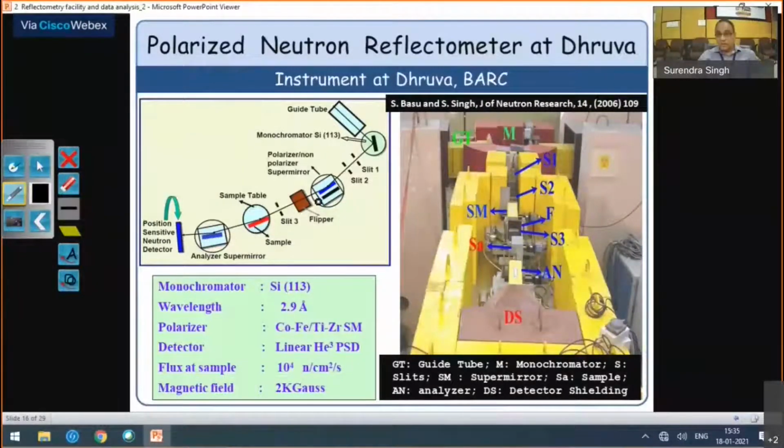This is the picture of the instrument. Okay, so typically the instrument for a neutron reflectometer is like this, where we don't have an analyzer, and this is used for getting the magnetization depth profile.